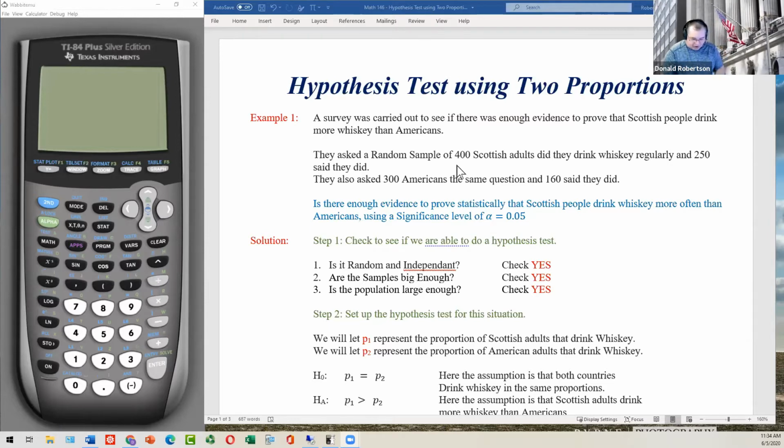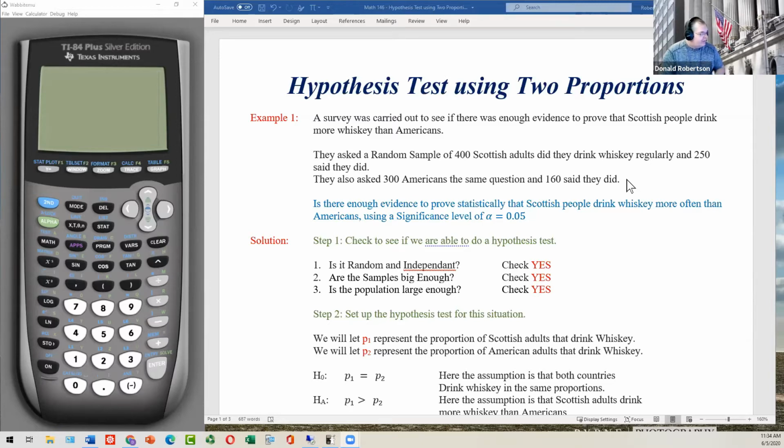So this is like the ultimate hypothesis test, and very often this is more likely to be the one that you'll end up doing if you ever have to conduct surveys or do any kind of analysis, any kind of experiment. So a survey was carried out to see if there's enough evidence to prove that Scottish people drink more whiskey than Americans. So what did they do? Well, they asked a random sample of 400 Scottish adults, did they drink whiskey regularly? And 250 said, yep. And then they asked another sample of 300 Americans the same question, and 160 of them said they did.